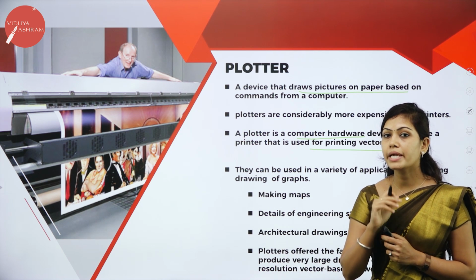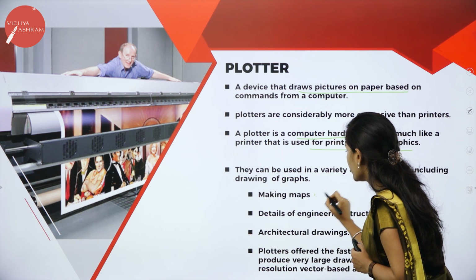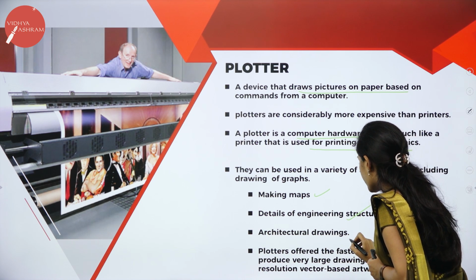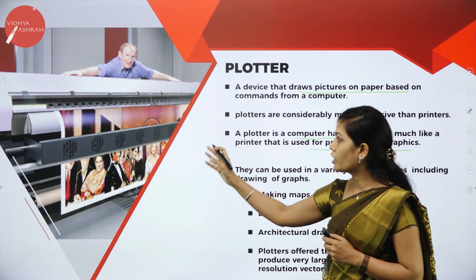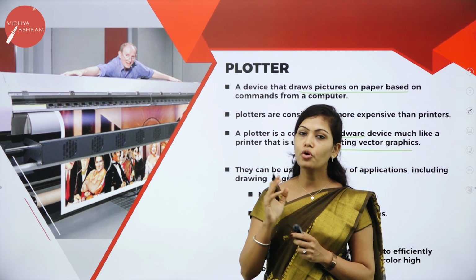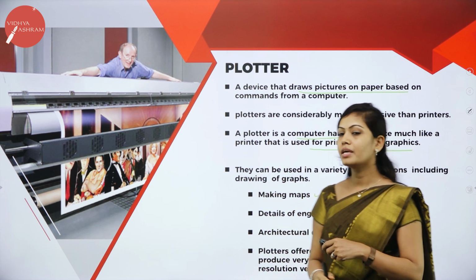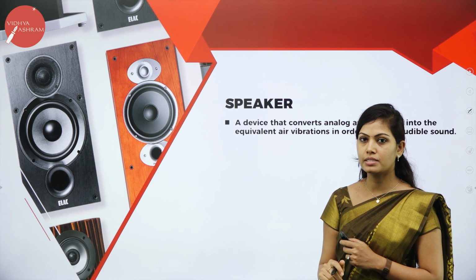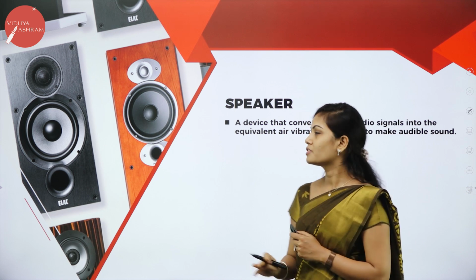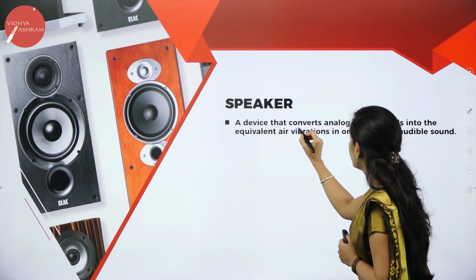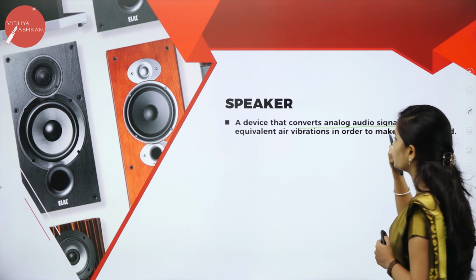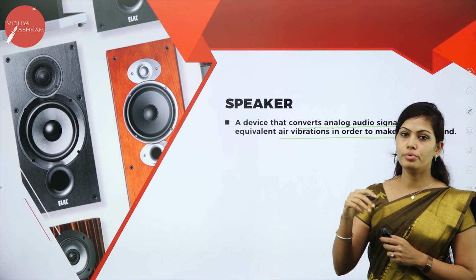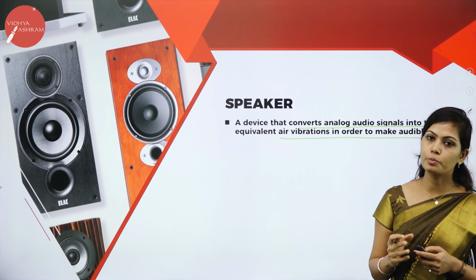And what are the applications of the plotter? It helps in making maps and details of engineering structures, and in architectural drawings. So the plotter is an output device, more expensive than printers. And last we have the speaker. Speaker is an output device. Everybody knows this speaker, right? A speaker converts analog audio signals into the equivalent air vibrations in order to make audible sound. So these are the types of output devices.